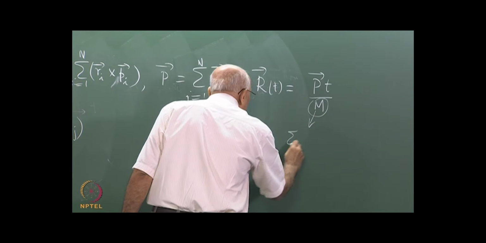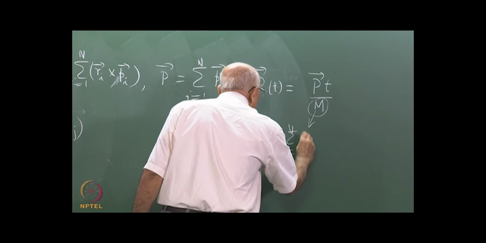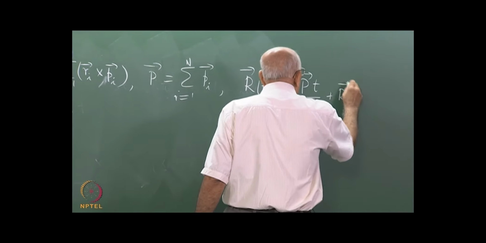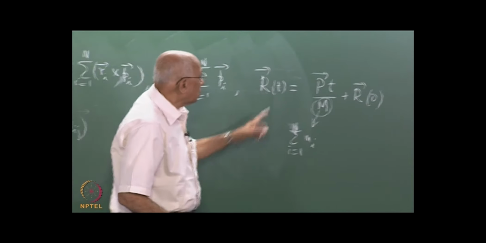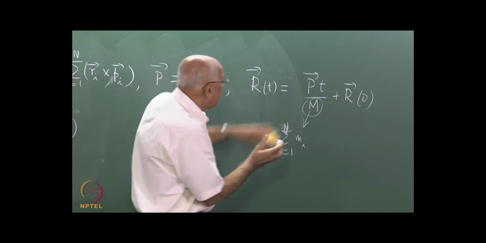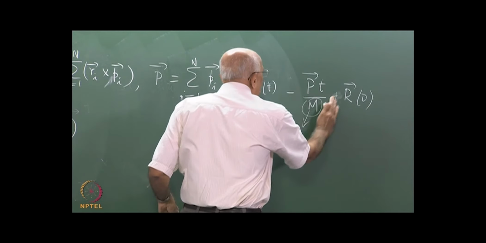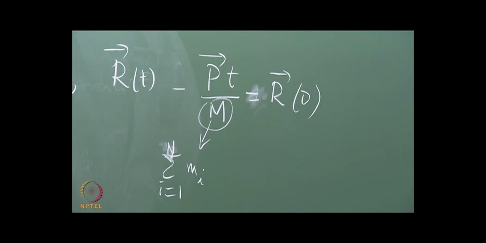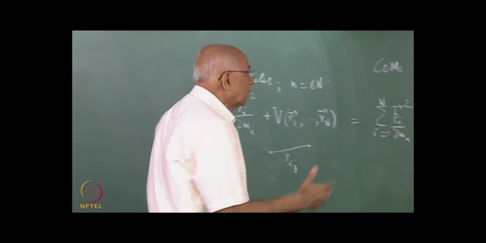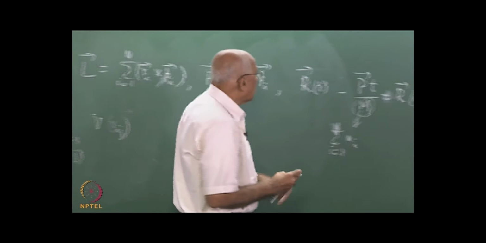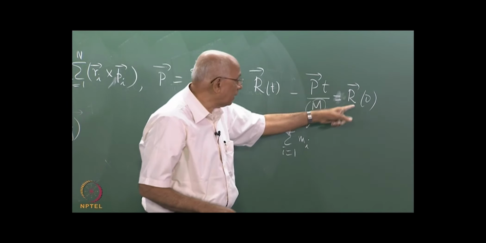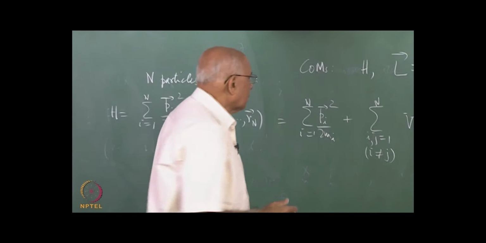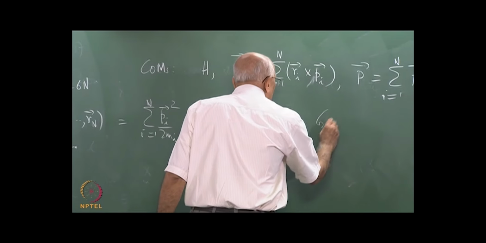This stands for summation over i equal to 1 to n of m_i r_i at t equal to 0. So, the combination R minus P t over M is a constant of the motion. There are 3 of those constants of the motion, but they are time dependent, and that is nothing strange because the time dependence in this quantity will cancel the time dependence due to this and make that a constant of the motion here. So, those are 3 more constants of the motion. By the way, these are called Galilean invariants, Galilean constants of the motion.